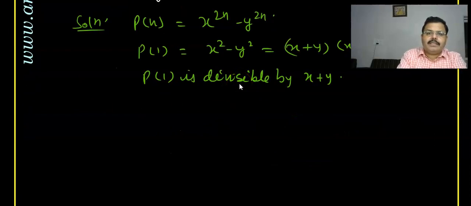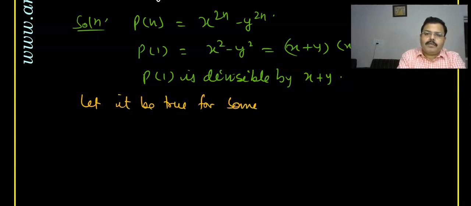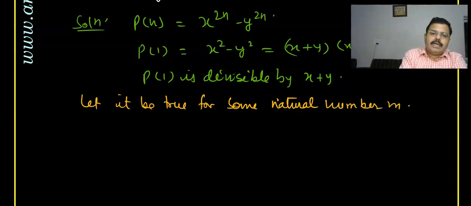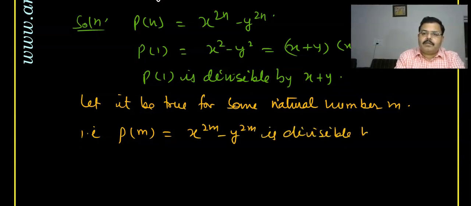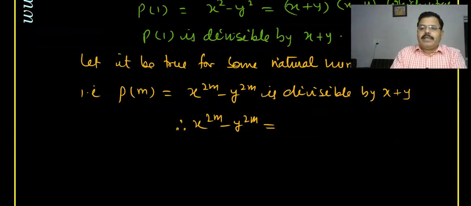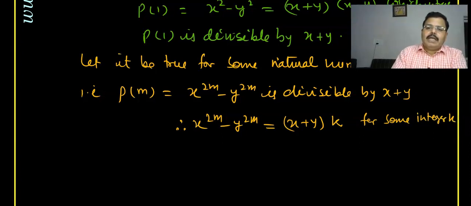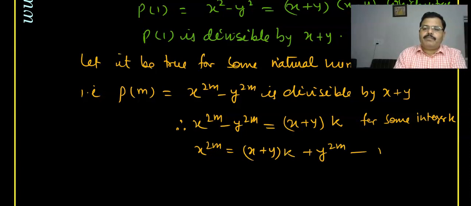Now we will write the same thing. Let it be true for some natural number m, that is pm is equal to x to the power 2m minus y to the power 2m is divisible by x plus y, so therefore this must be equal to x plus y times of some integer k, right? And therefore x to the power 2m can be written as x plus y into k plus y to the power 2m. This is the question first.